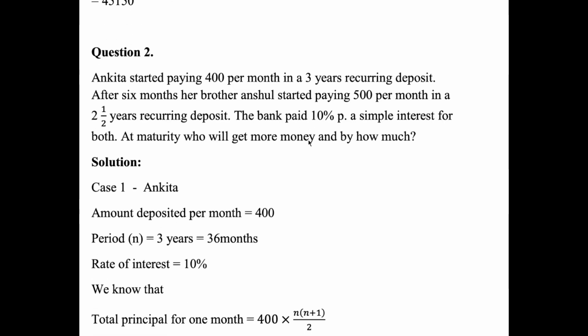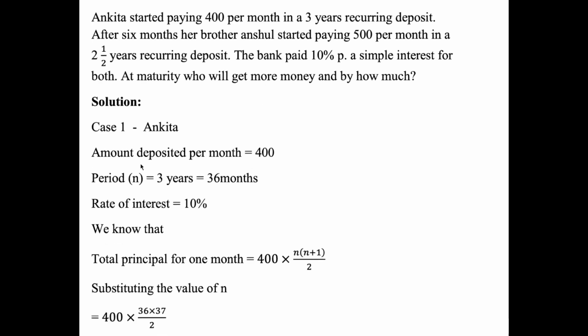After that, come to the next problem. Ankita started paying rupees 400 per month in a 3 years recurring deposit. After 6 months, her brother Anshul started paying rupees 500 per month in a 2.5 years recurring deposit. The bank paid 10% per annum simple interest for both. At maturity, who will get more money and how much? So here two cases are there. Case 1 Ankita and case 2 her brother Anshul.